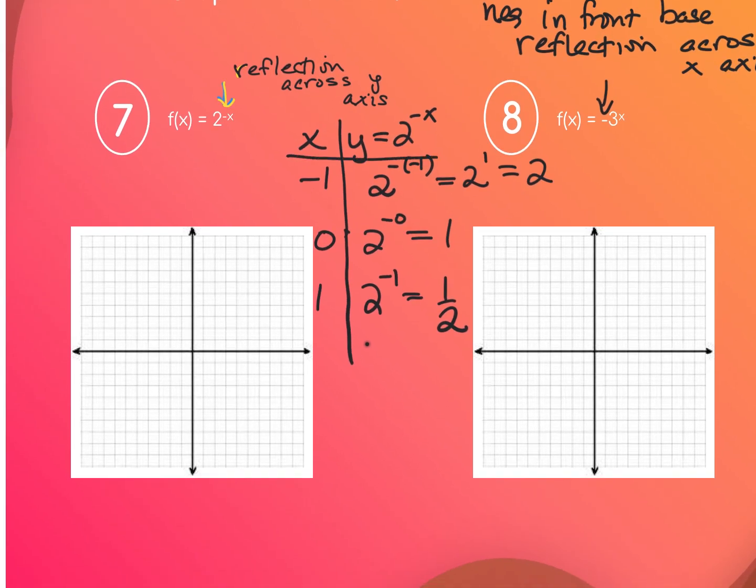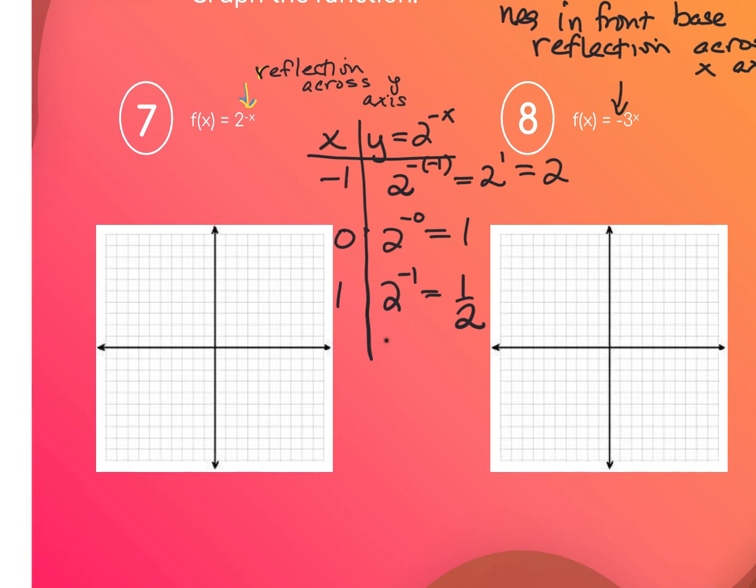So let's go ahead and graph these 3 ordered pairs. My asymptote, I did not shift my graph up or down. So my asymptote is still here. And then if I graph -1, 2, 0, 1, and then 1, 1/2. And again, make your little sweep here. Have it skim along the asymptote, and there's your graph. Notice the normal f of x equals 2 to the x would have gone the other way. And you can see how it was reflected.